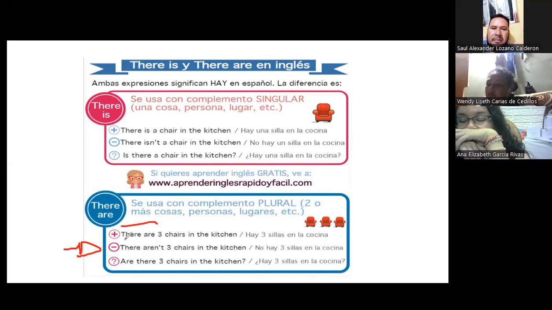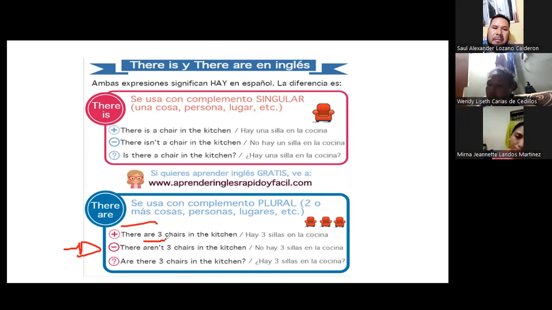Luego decíamos el there aren't. Para hacerlo negativo, decimos there are not en forma normal o decimos there aren't. There aren't three chairs in the kitchen. Entonces vamos a entender de que vamos a utilizar el aren't en plural de forma negativa. Y la última, que es igual, es for creation. Vemos que está el aren't antes que there. Y al final el signo de interrogación, the question mark. Look at the question mark right here. Entonces, ahí vemos que es pregunta. Yes, there is. No, there isn't. Yes, they are. No, they aren't. Look at the example.